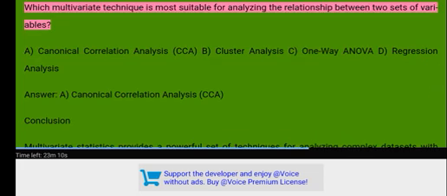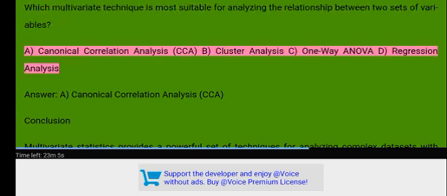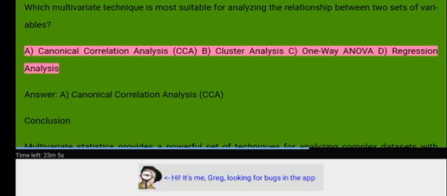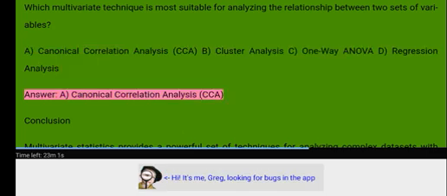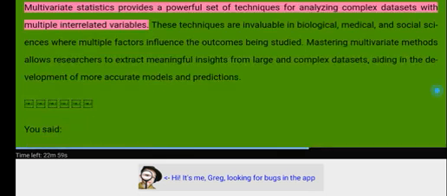Which multivariate technique is most suitable for analyzing the relationship between two sets of variables? A. Canonical correlation analysis, CCA. B. Cluster analysis. C. One-way ANOVA. D. Regression analysis. Answer: A. Canonical correlation analysis, CCA.